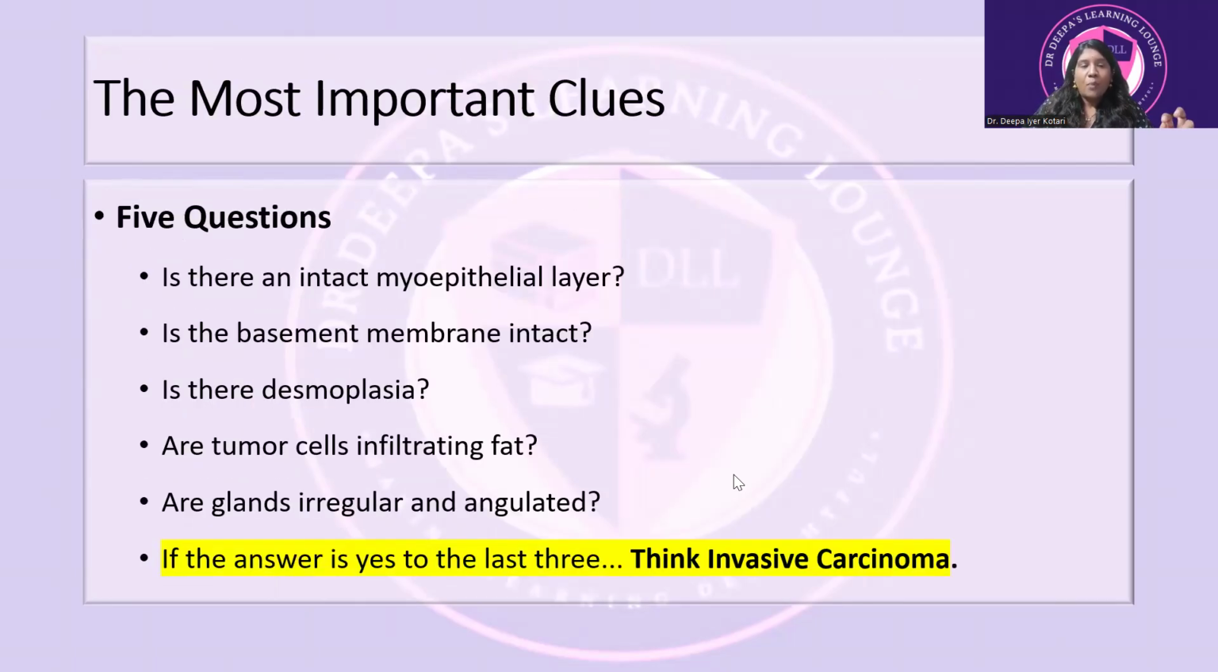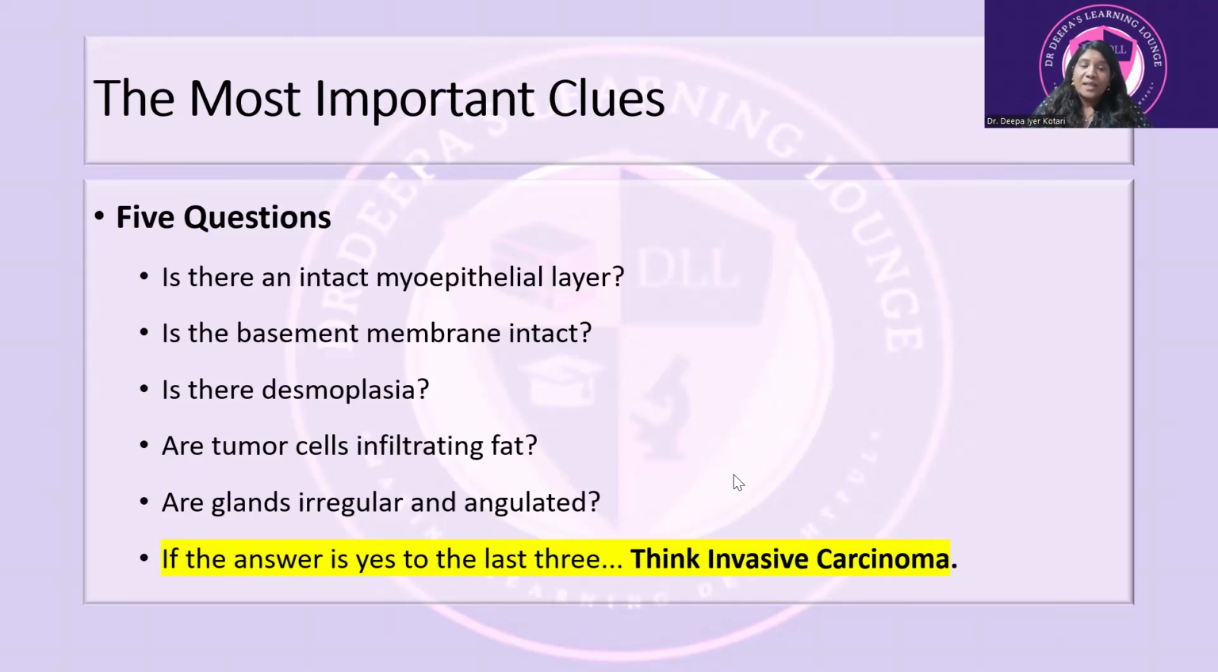Then also an important clue: if I am uncertain, I mentally ask these 5 questions to myself, and the checklist prevents you from making a wrong diagnosis. What is the checklist? Is the myoepithelial layer intact? That is the first question. The next is, is the basement membrane intact? Is there desmoplasia?